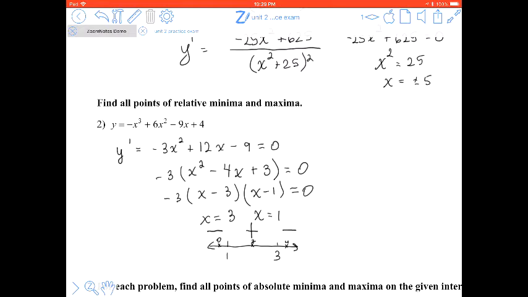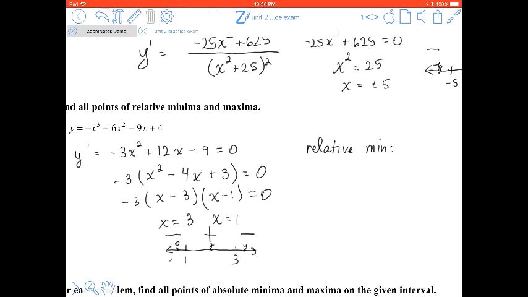So we have a decreasing part of the function, and then it switches to increasing right there at x equals 1. So that indicates that x equals 1 is a minimum. So there's a relative minimum when x equals 1.